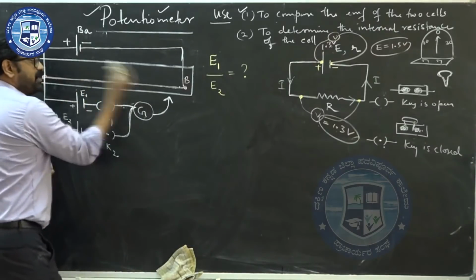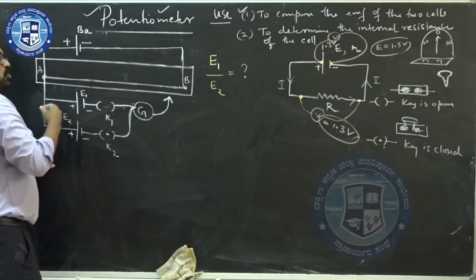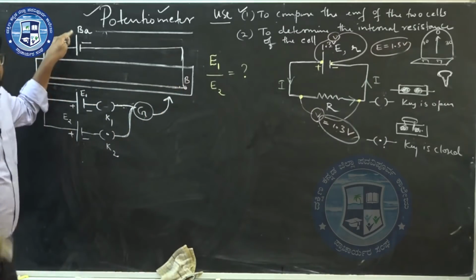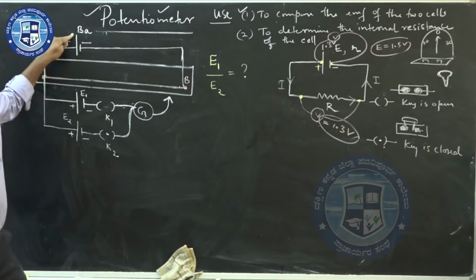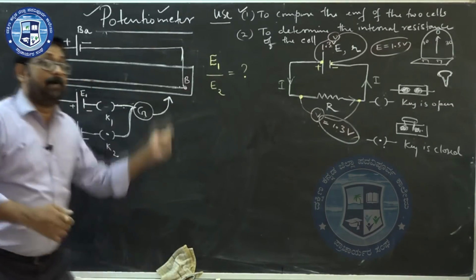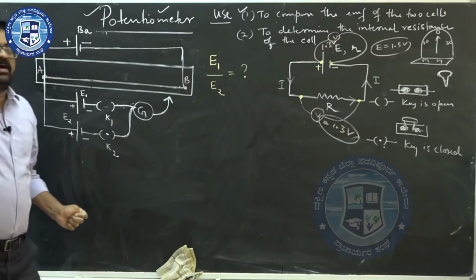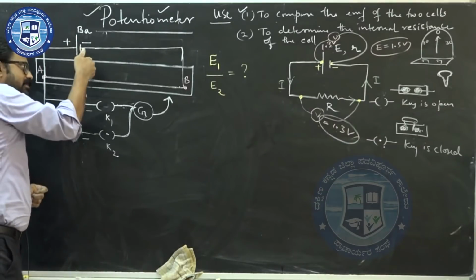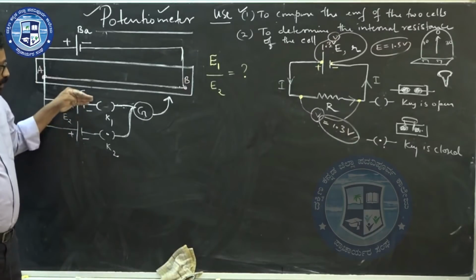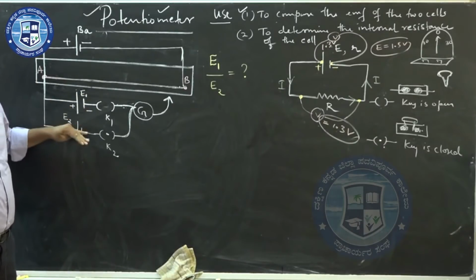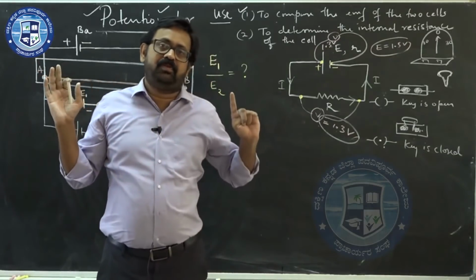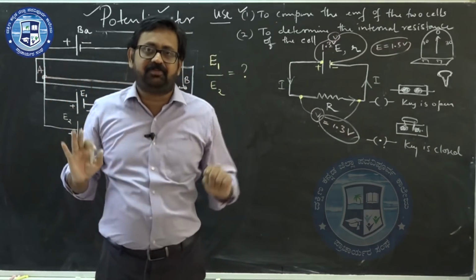If you find a deflection on the same side of the zero when you keep the sliding contact near end A or near end B, it indicates that the EMF of the battery is less than the EMF of the cell. That time you have to change the battery. You have to go for a battery of higher EMF, connect it here, then check again, until you find that when you connect the cells one by one, the deflection in the galvanometer should be on either side of the zero. This is how you practically find out.